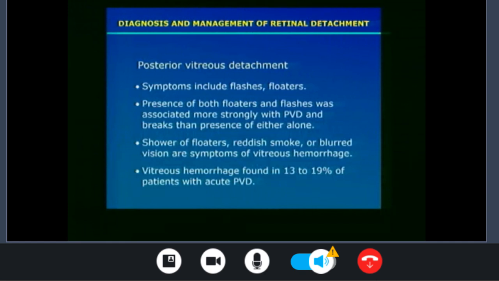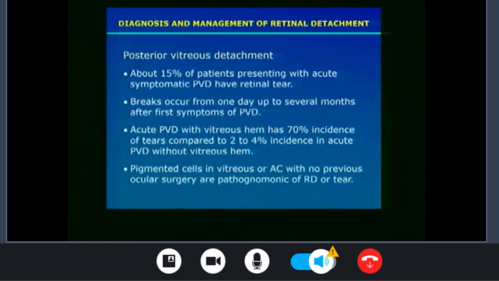Vitreous hemorrhage can be found in 13 to 19% of patients with acute BVD. And about 15% of patients presenting with acute symptomatic BVD, meaning coming to the emergency room with flashes and floaters, have retinal tear. This is a very heavy responsibility for those who are covering the emergency room. If a patient comes with flashes and floaters, 15% of these patients have retinal tear, and these retinal tears are high risk.